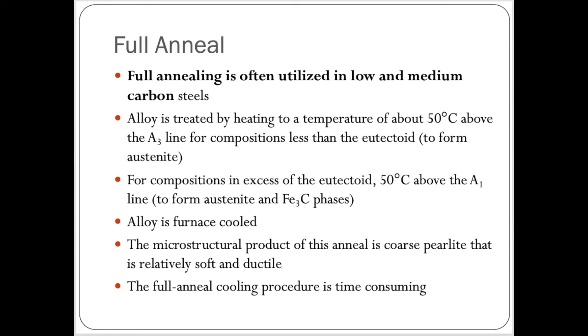The next process that is commonly used is full annealing. A heat treatment known as full annealing is often utilized in low and medium carbon steels that will be machined or will experience extensive plastic deformation during a forming process. In general, the alloy is treated by heating to a temperature of about 50 degrees Celsius above the A3 line to form austenite, for compositions less than the eutectoid, or, for compositions in excess of the eutectoid, 50 degrees above the A1 line, to form austenite and Fe3C phases.